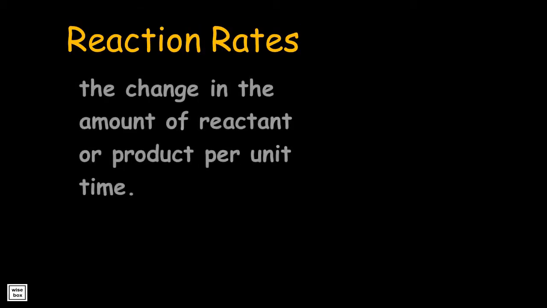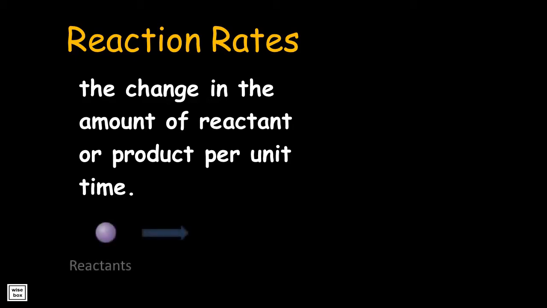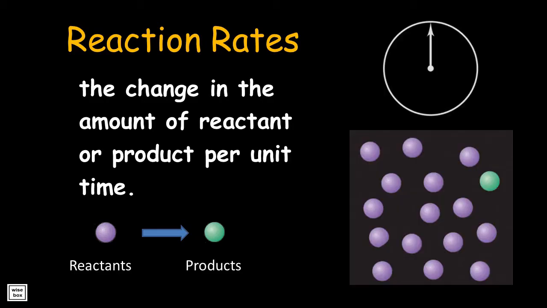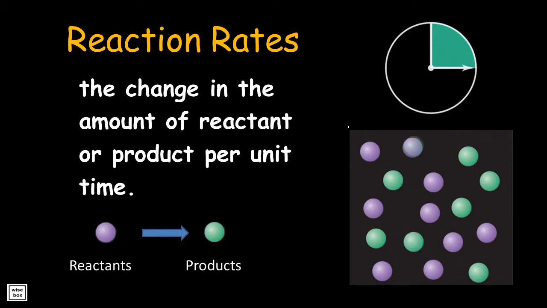In chemistry, the rate of a chemical reaction, or the reaction rate, is usually expressed as the change in the amount of reactant or product per unit time. This figure illustrates the progress of a typical reaction. Over time, the amount of reactant decreases, and the amount of product increases.